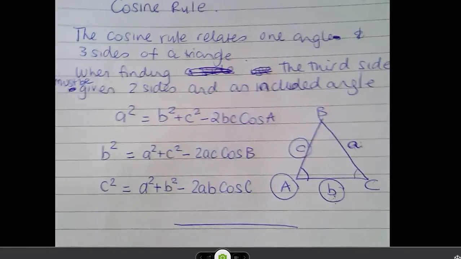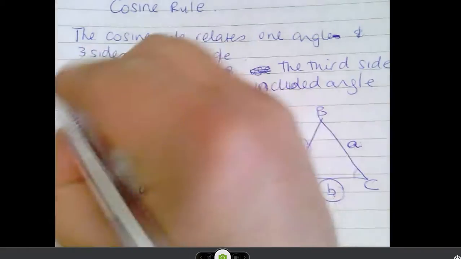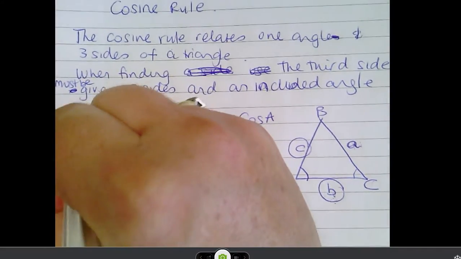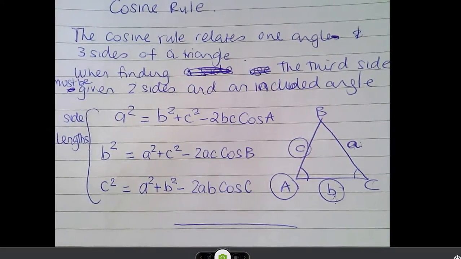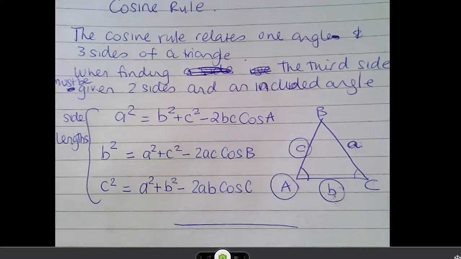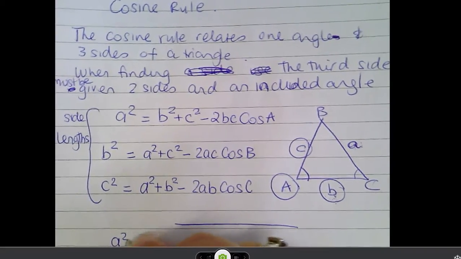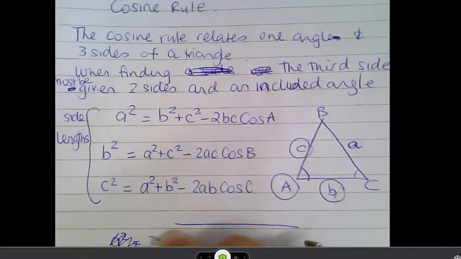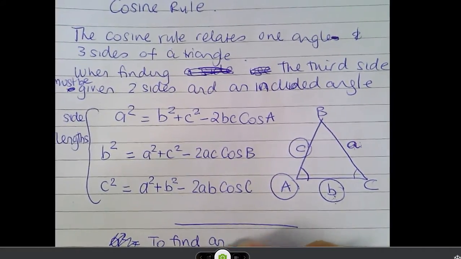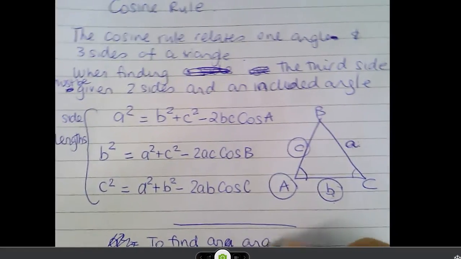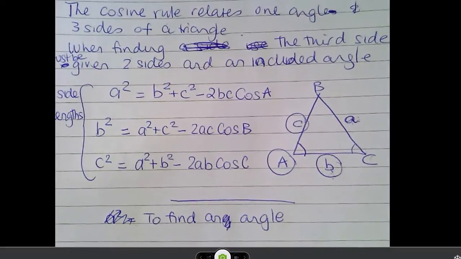Okay? So what I'm going to do now, that is to find side lengths. This is to find side lengths. So if you want to find side lengths, there's three different sides you could find. They're the formulas. But if you want to find angles, cos A or cos B or cos C have to be the subject of the formula. So what I'm going to do, I'm going to rearrange the first one. So, to find an angle, so next bit, that's to find a side.